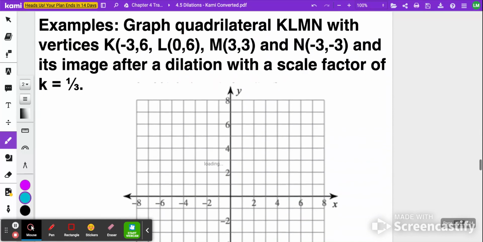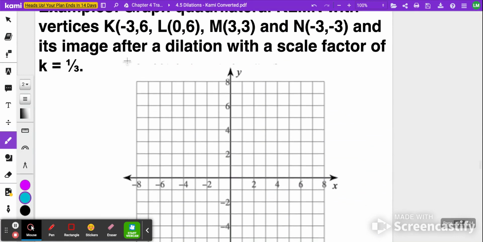How about you go ahead and try this one? It says graph quadrilateral KLMN with vertices listed here, and then create the dilation with the scale factor of 1/3. So let's go ahead and pause the video here, try it on your own, and when you're ready to check it, click play.